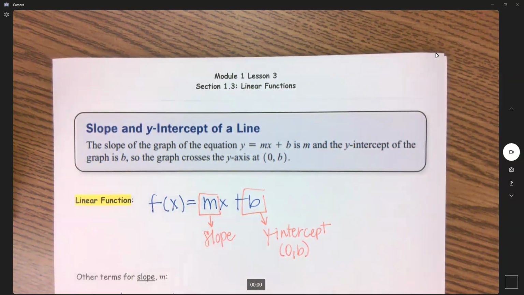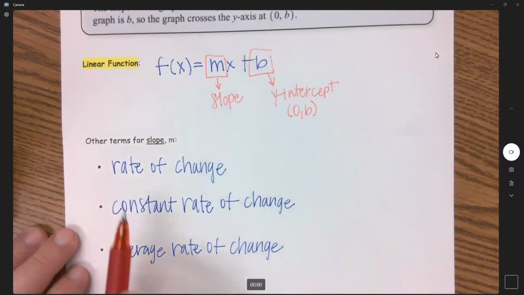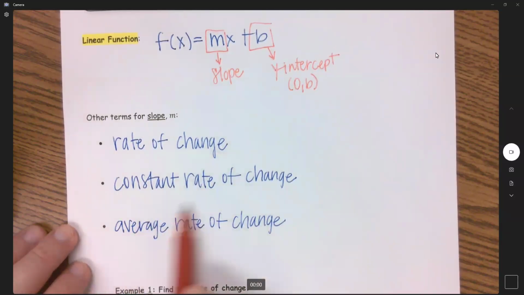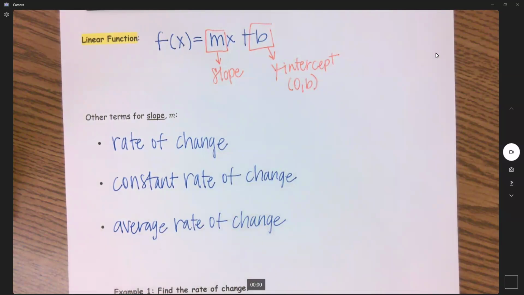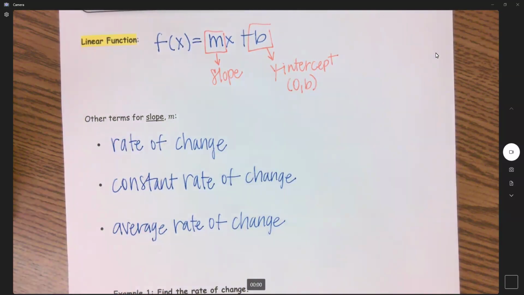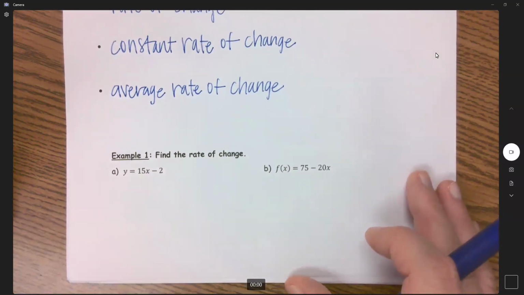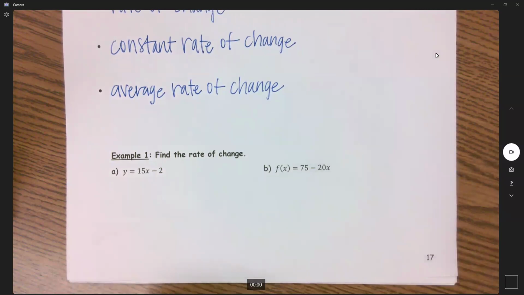Now, in this lesson, we are going to focus mostly on our slope, this m portion. We have some other names for our slope. Slope can also be referred to as the rate of change, the constant rate of change, or the average rate of change. So if it asks you to find any of those three, what they're actually asking for is slope. For example, example 1 says find the rate of change. That's another way of just saying find the slope.